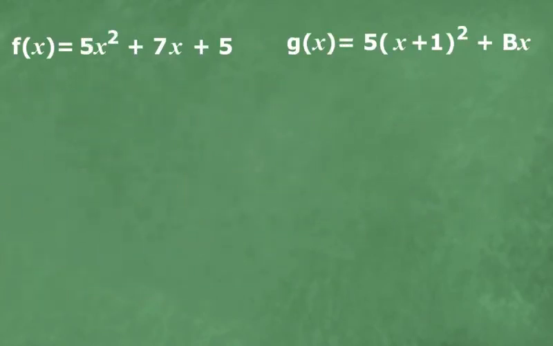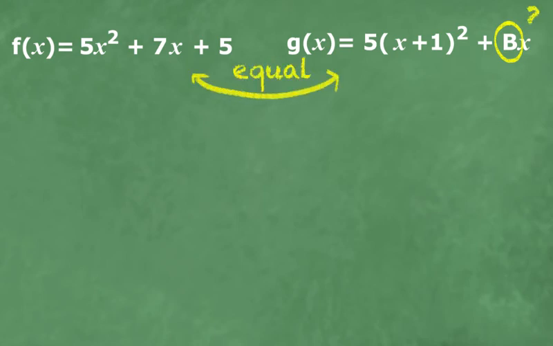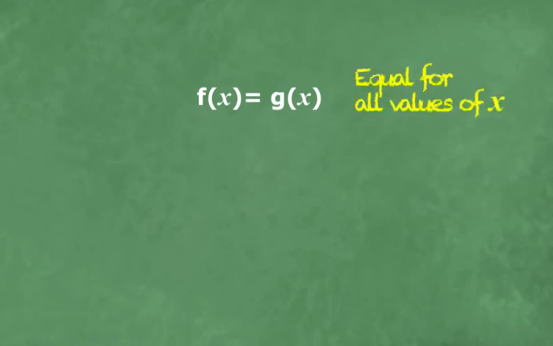Here are two polynomials. Next, let's see how we can use the equality principle to find an unknown coefficient. If we know that they are equal, how can we find the unknown value b? Remember, we have learned that if two polynomials are equal, the values of the two polynomials are equal for all values of x.